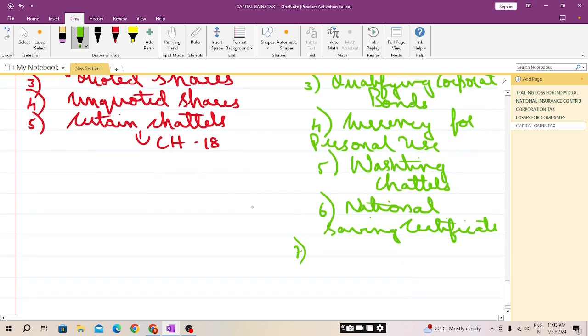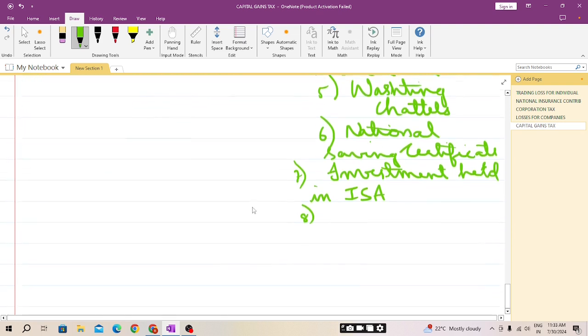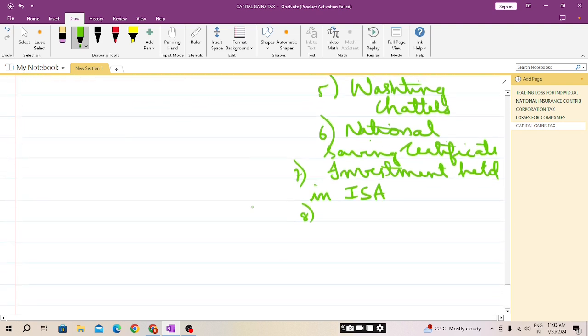Then, students, investments held in the individual savings account, investments held in an ISA account, individual savings account. Then the awards, medals awarded for bravery are also exempt, or inherited are exempt.